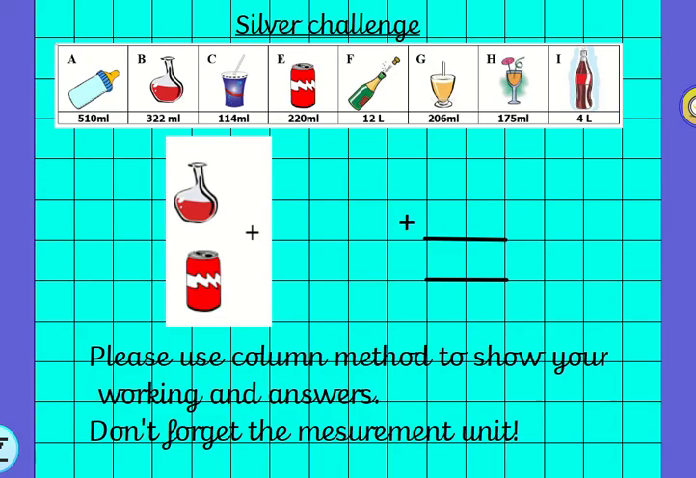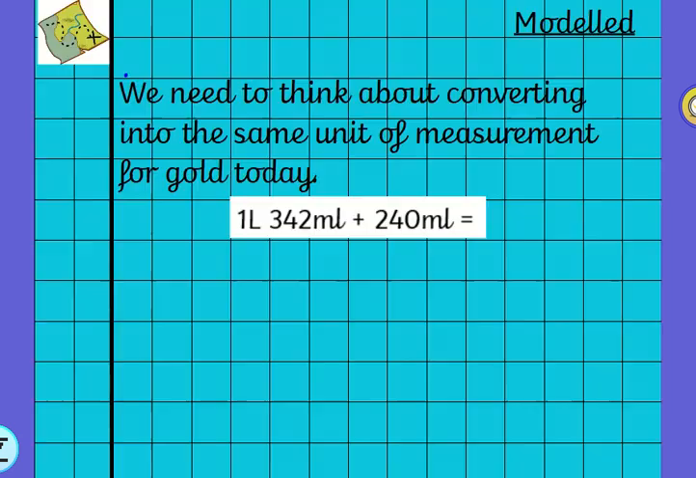Okay, if you progress on to silver, silver's a little bit different today, something a bit more fun, and you can see that you've got some pictures there and you've got some values of volume, of capacity there. You need to turn the problems into column and don't forget the measurement unit. As I always say to my children, I could be talking about monkeys, elephants or chimpanzees if I don't put the unit of measurement in.